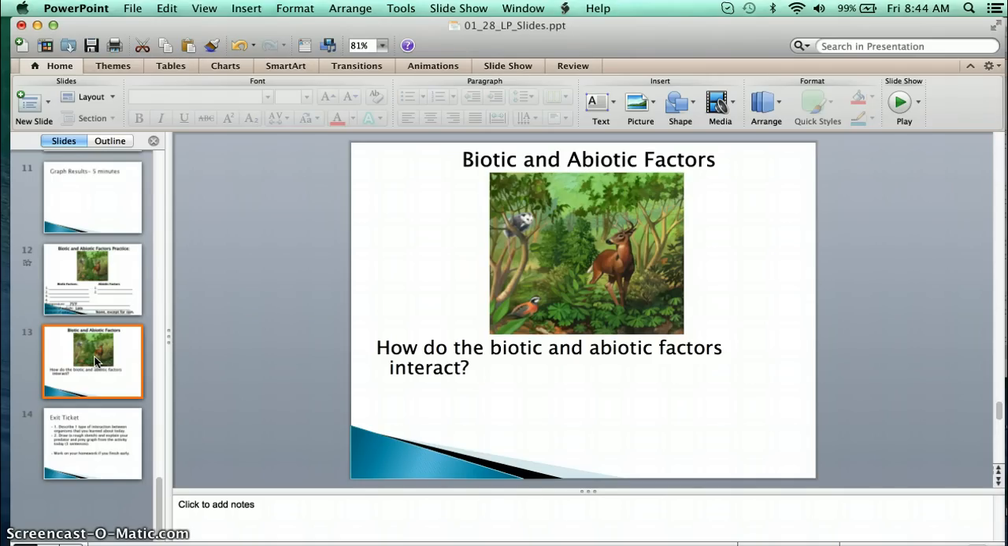So take a few minutes and write down how the biotic and abiotic factors would interact in this environment. Choose one biotic and one abiotic.